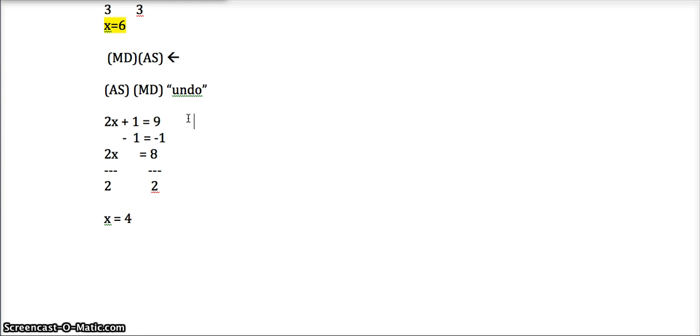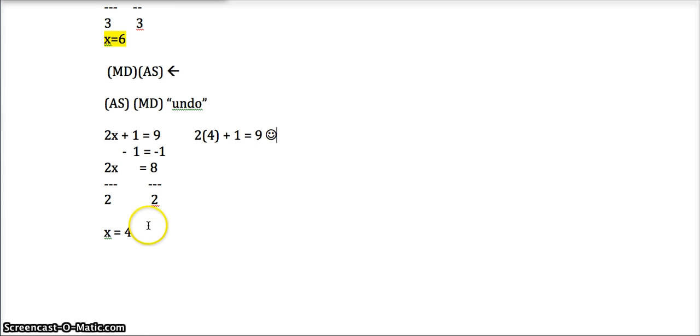So I'm going to do it right here. I'm going to do 2 times 4, remember parentheses means multiply, plus 1 equals 9. You can either do this in your head or solve it out. 2 times 4 is 8, and 8 plus 1 is 9. And yes, that does work. So I'll do my little happy face because that worked.